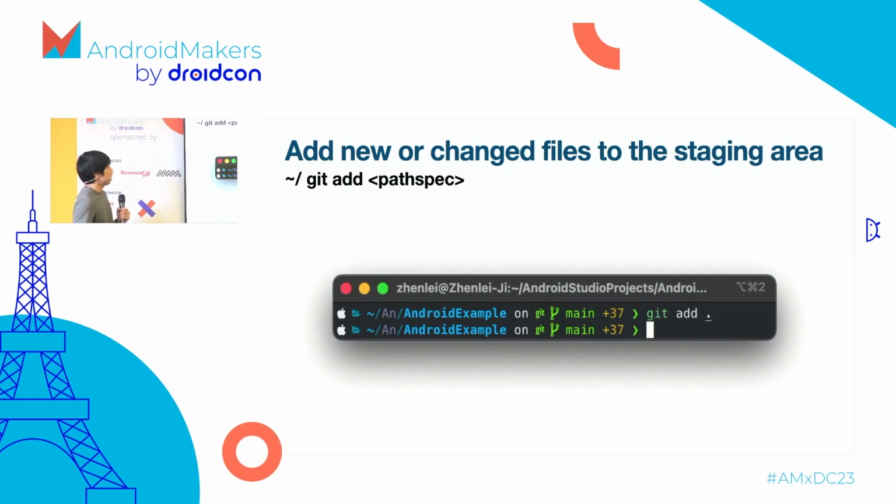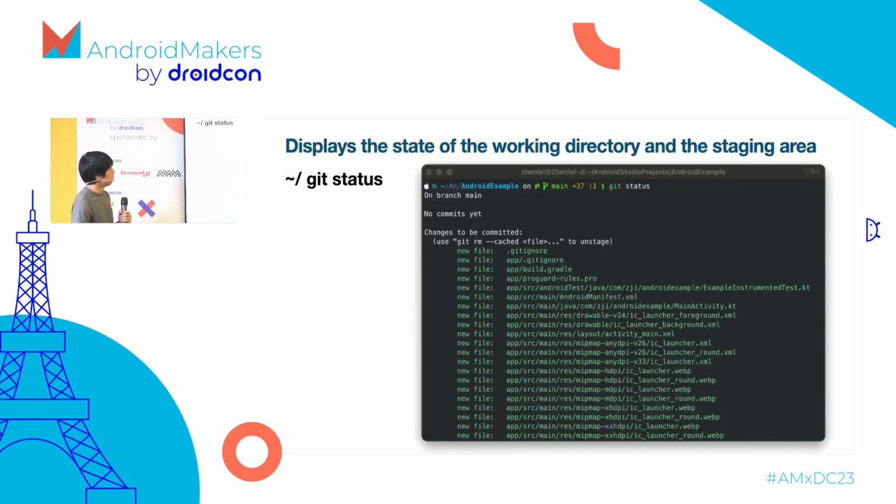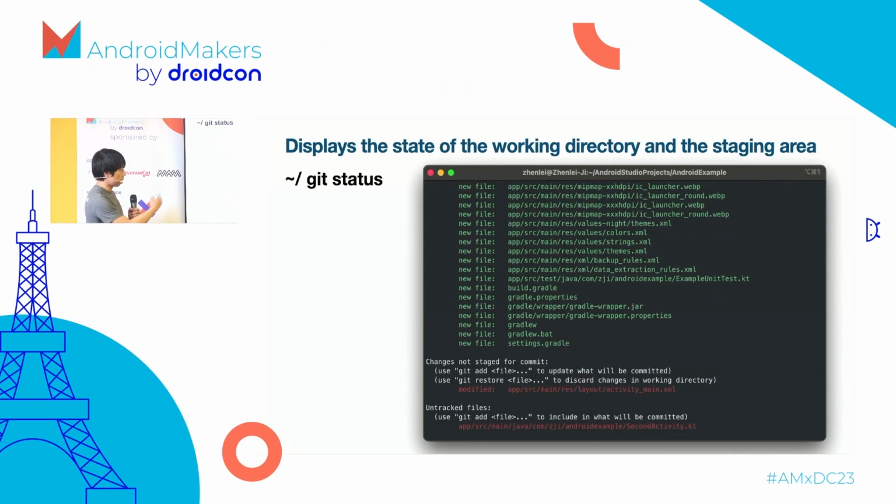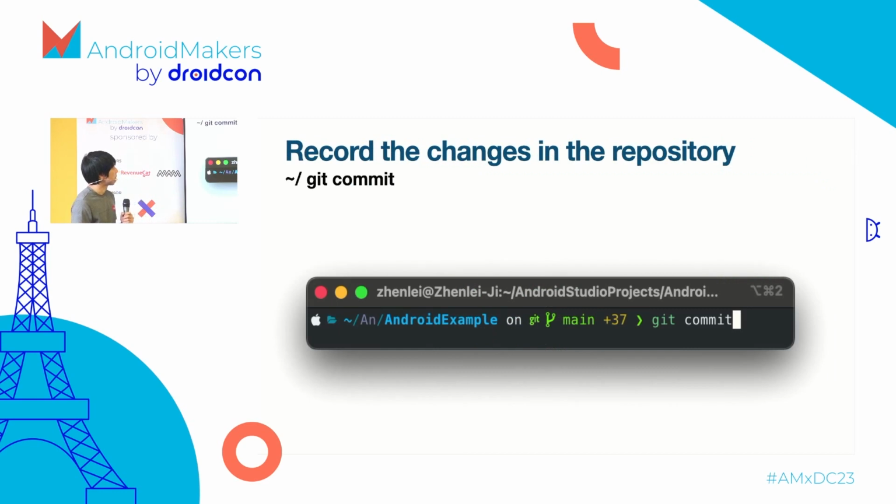Now let's add the files to your version control. There is this command, git add, and the path. In this case, git add dot, so that you add all the files to the staging area. If you want to see the status of your Git, you do git status. You see all the files that are in the working directory and the staging area. You can see all the new files that I added, all the files that are modified, and the files that are not tracked.